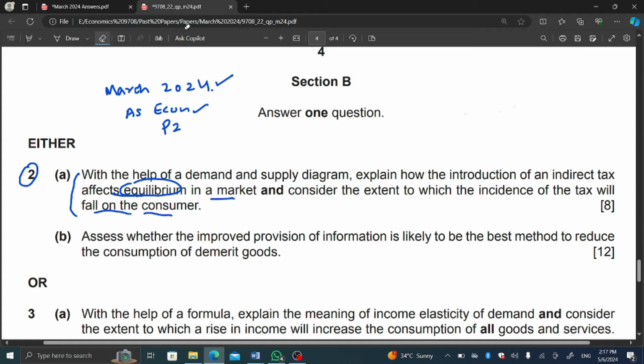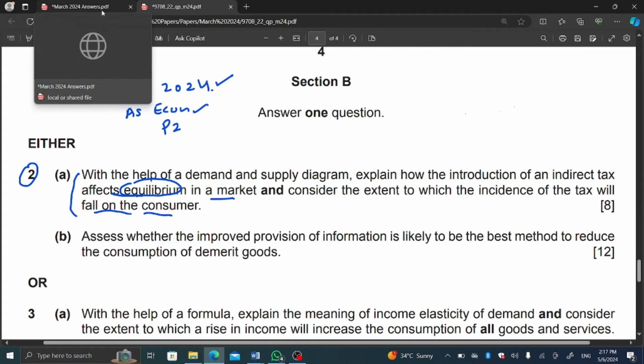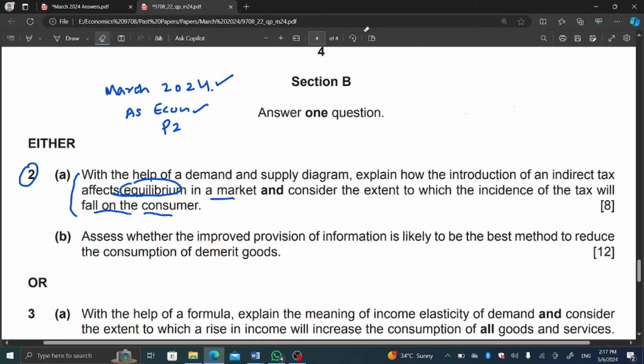And then you have to say how provision of information, that is creating awareness among the people about the harmfulness of demerit goods, can basically help to decrease the consumption of demerit goods. So government can use multiple methods where doctors can educate the people and they can conduct seminars, they can go to the schools, colleges and universities, let the people know how demerit goods are harmful and how they can affect their lungs and how they can affect their overall health.